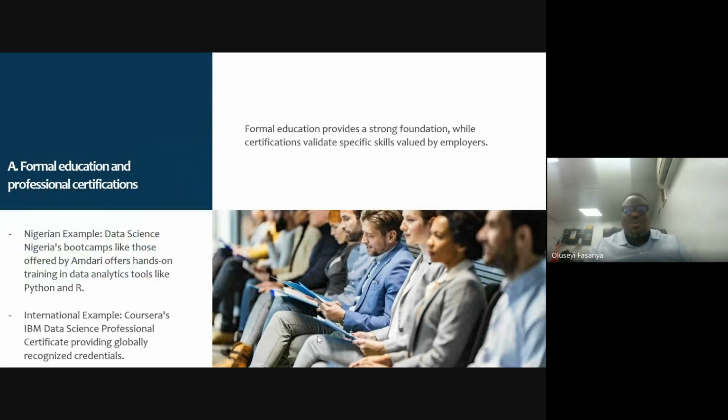Now, strategies for skill development in Nigeria for data scientists. So let's talk about strategies for skill development. Number one would be formal education and professional certification. We didn't discount formal education earlier, but it's very important. Formal education provides a strong foundation, while certification validates specific skills valued by employers.